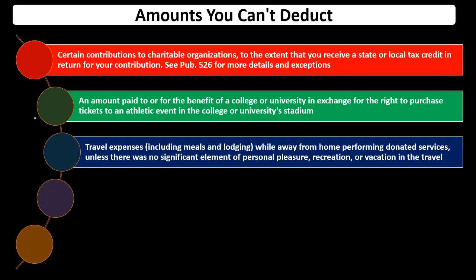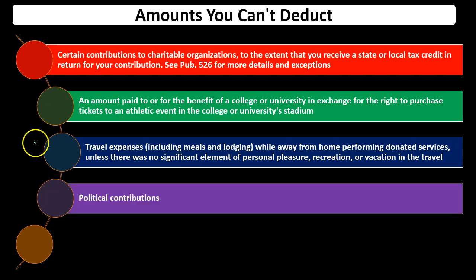Then we have the travel expenses, including meals and lodging, while away from home, performing donated services, unless there was no significant element for personal pleasure, recreation, or vacation in the travel. So when you're talking about travel, obviously the IRS is dubious about whether or not the travel is charity or possibly a vacation. So you can have restrictions there typically.